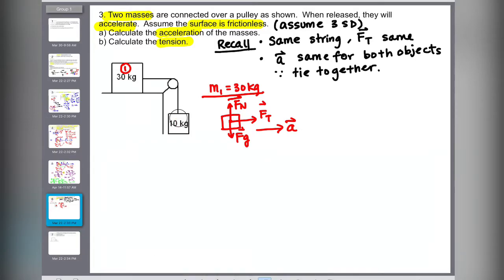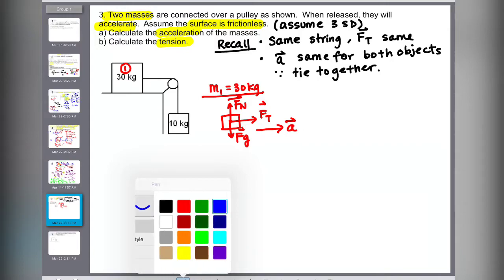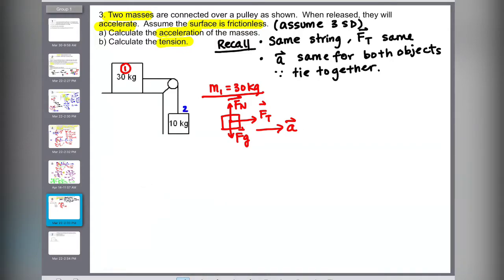Okay? I'm going to change the color just so that it's color-coded for you. I'm going to call the 10 kilogram the block 2. Okay? Block 2 is 10 kilogram. And the free body diagram for block 2, I have an object, force of gravity is pulling it downwards. Because it has a string, it is pulling upwards in the FT. Direction of acceleration is going to be downwards.